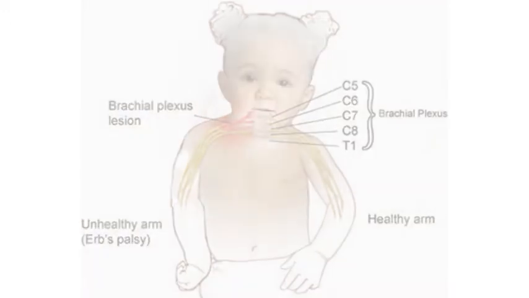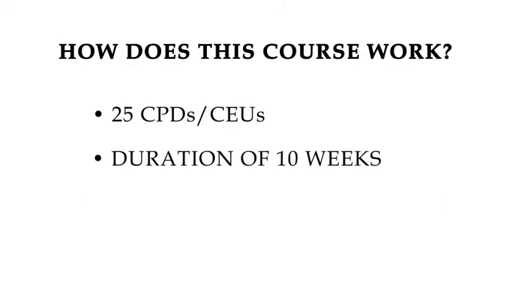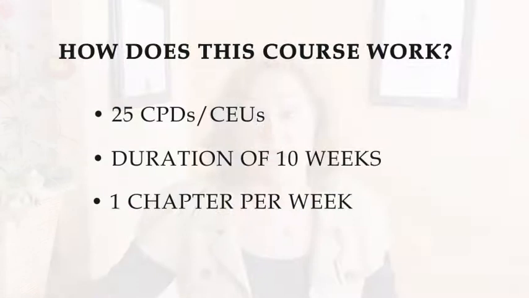So how does this online course work? Well, first you should know it's worth 25 professional development or CEU credits, and it's set up to run over 10 weeks, with one chapter being released each week, which means that you have 10 weeks, 10 chapters. But you have an additional 4 weeks at the end of the course to be able to review any of the material you wish to review or submit any of the homework assignments that will need to be done in order to achieve your certificate of completion.